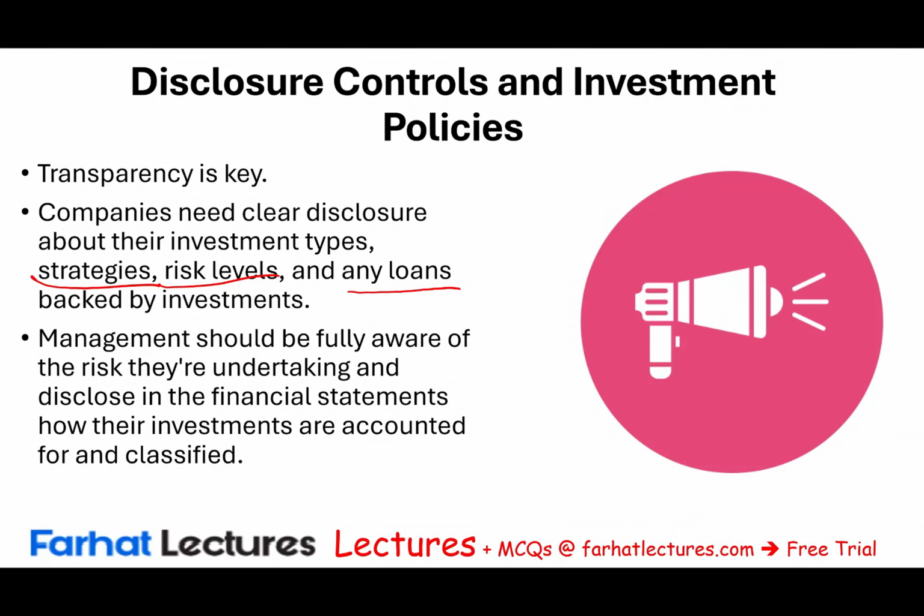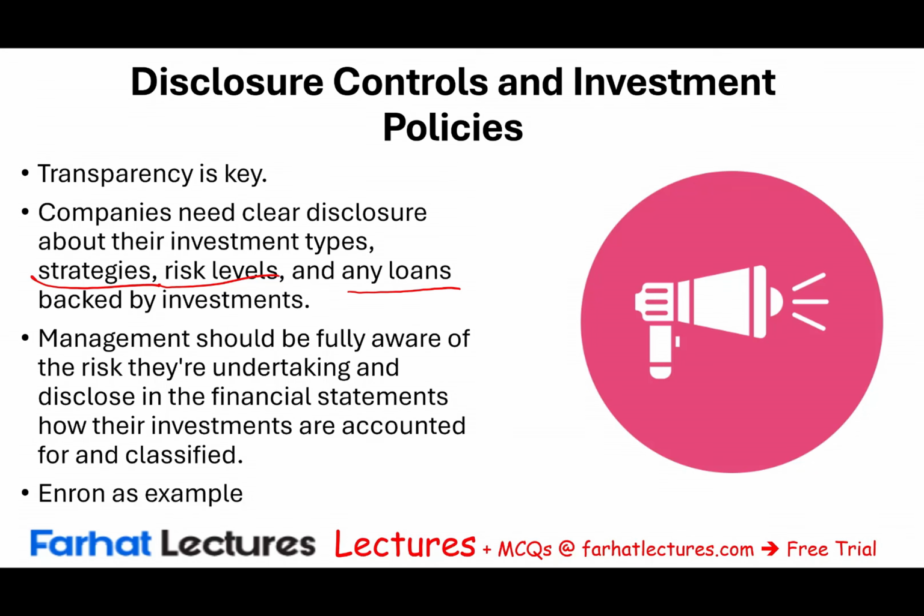Management also should be fully aware of the risk they are undertaking and disclose in the financial statements how their investments are accounted for and classified. Also, what we need to disclose is that we understand the risk that we are undertaking as a company, and how do we account for that? How do we classify the different investments? That needs to be clearly stated. And disclosure is very important.